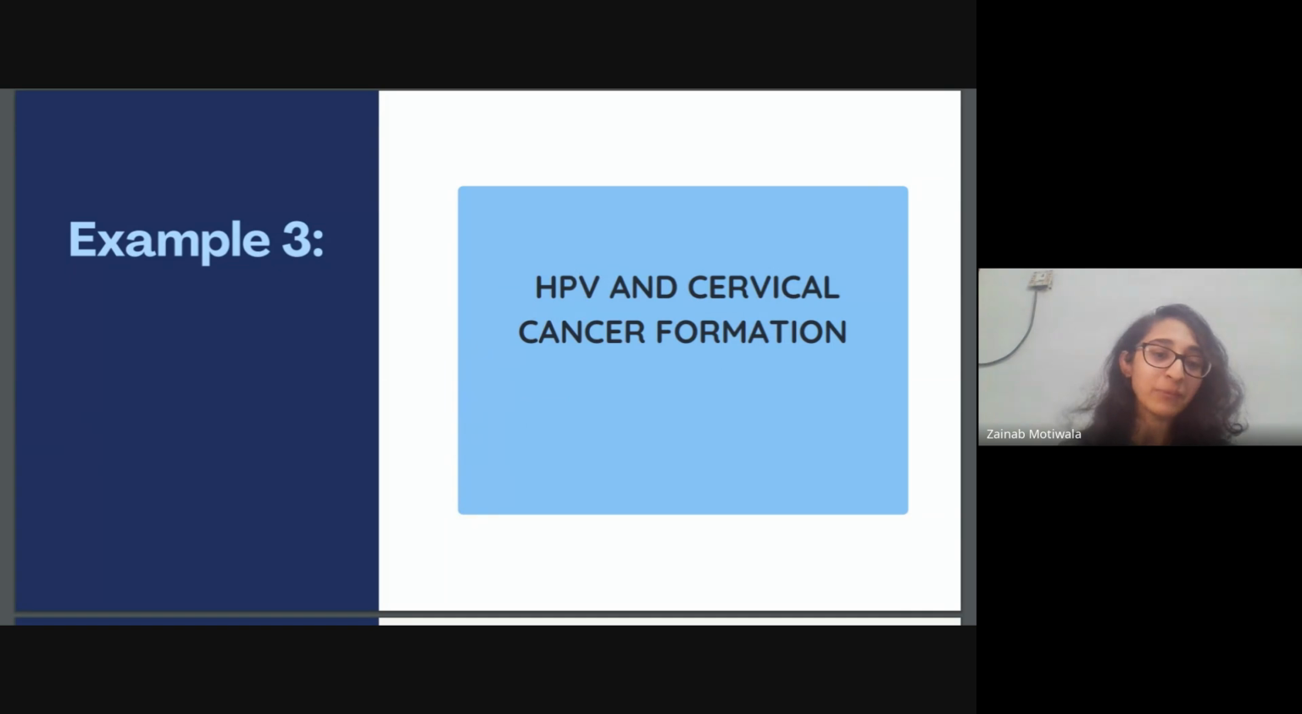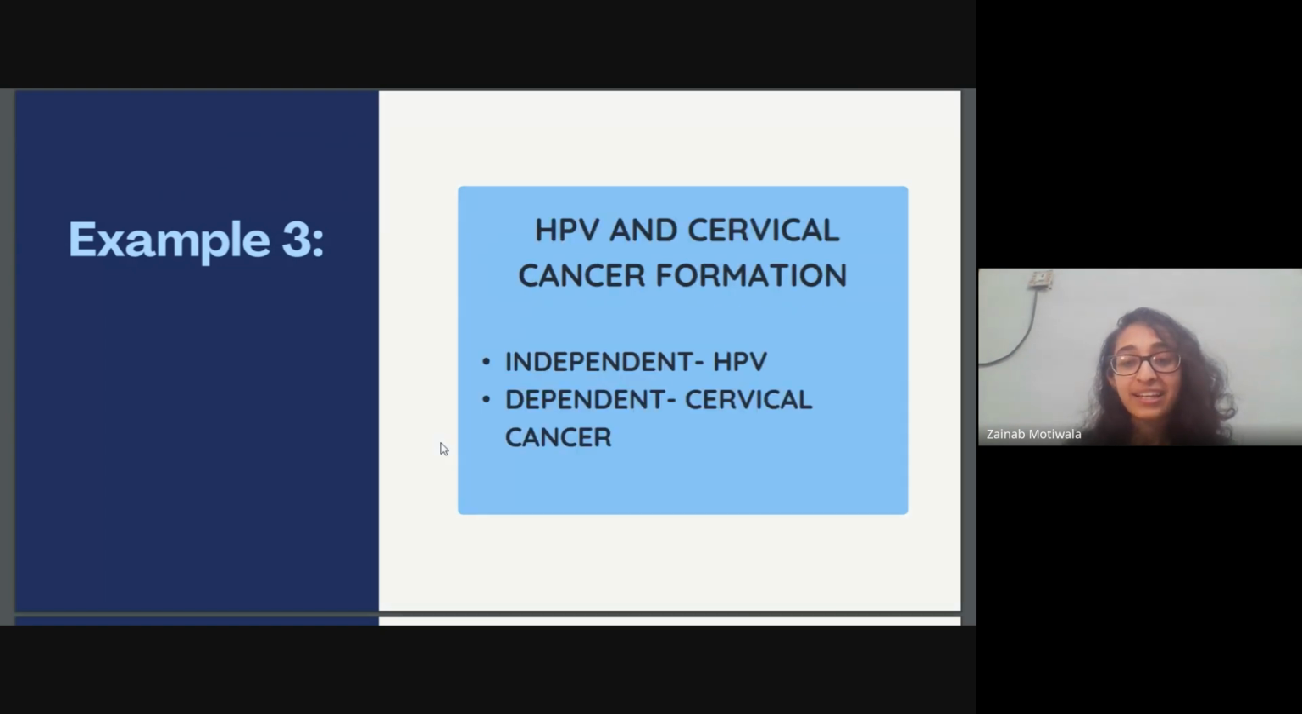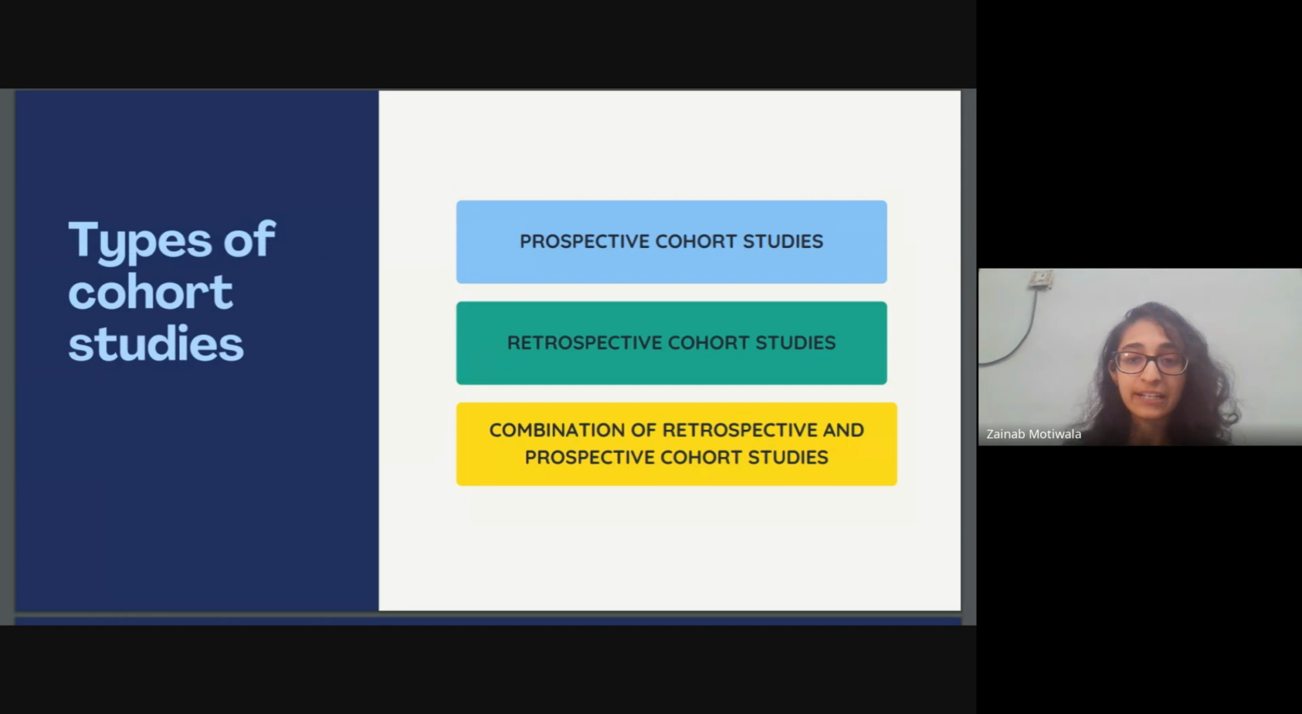Now, a final example. I think this is pretty simple. In HPV and cancer formation, HPV leads to cancer formation in most cases. What would be the dependent variable in this case? The cancer, yes. Cervical cancer. Wonderful, you guys have got this concept right. So the independent variable would be HPV, while the dependent would be cervical cancer.